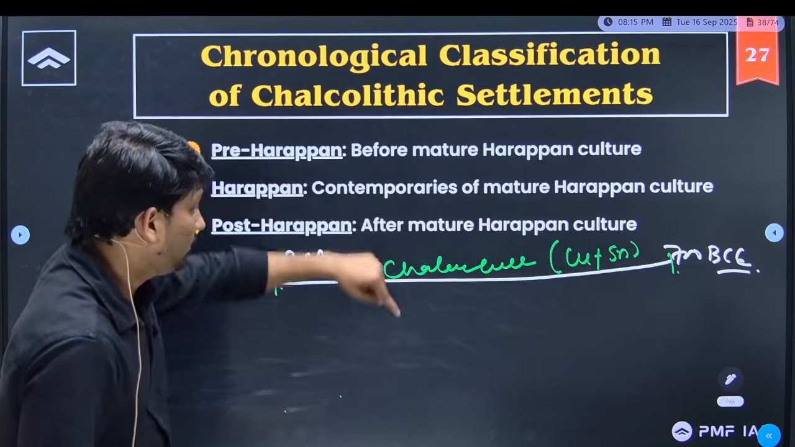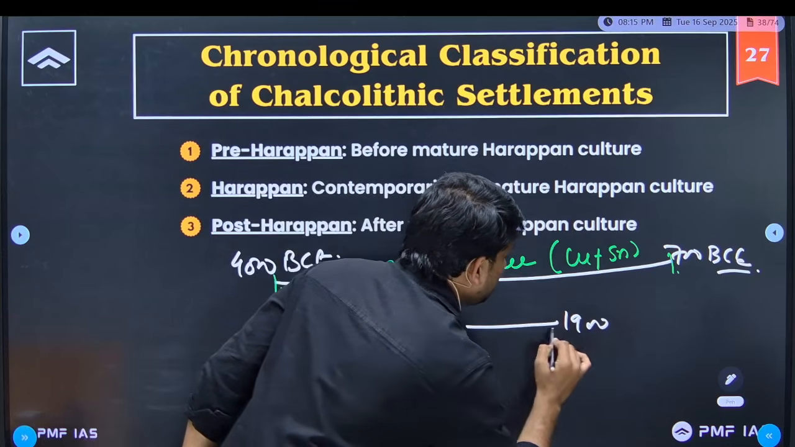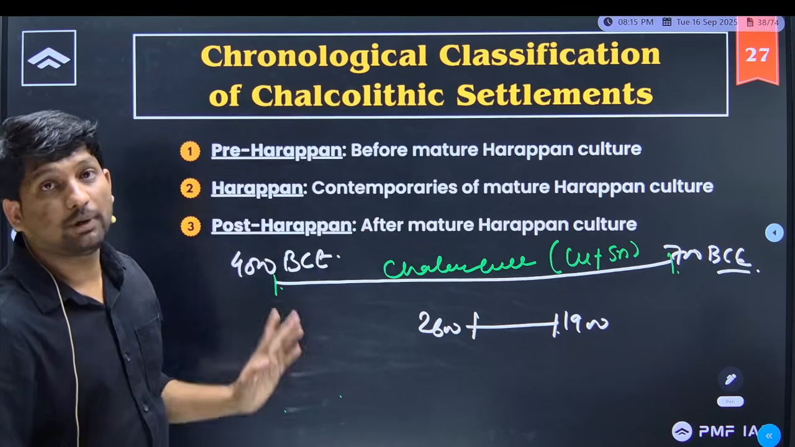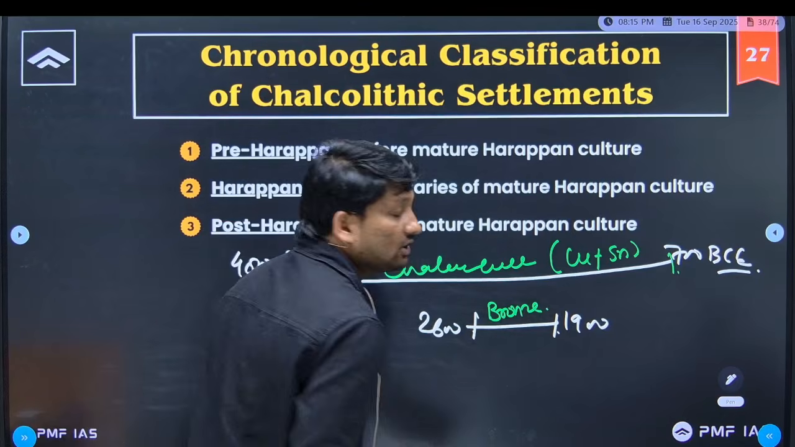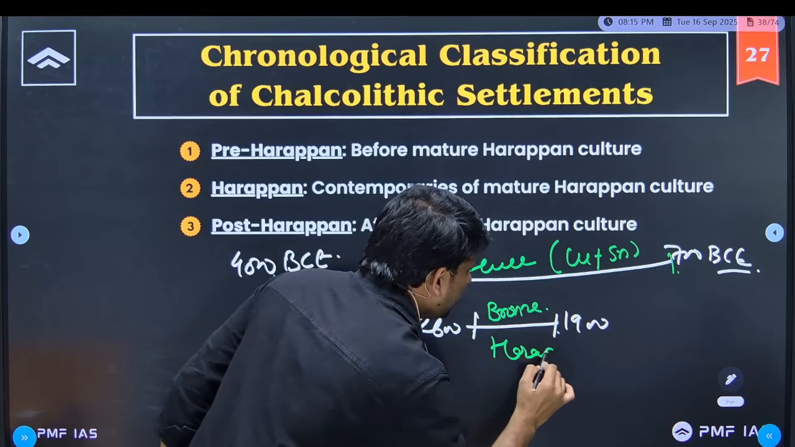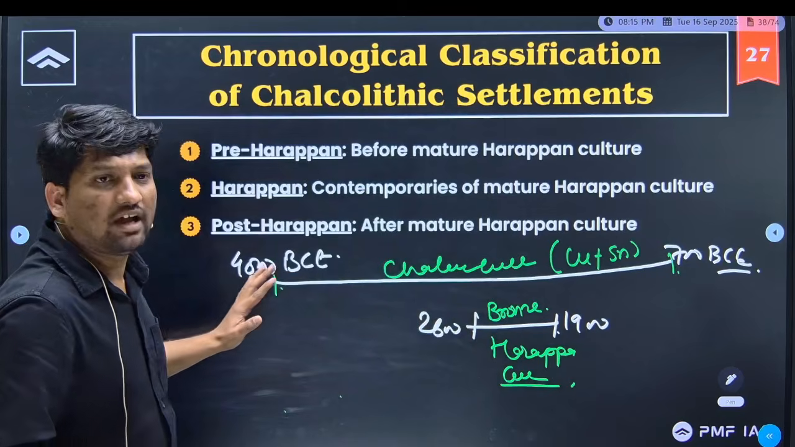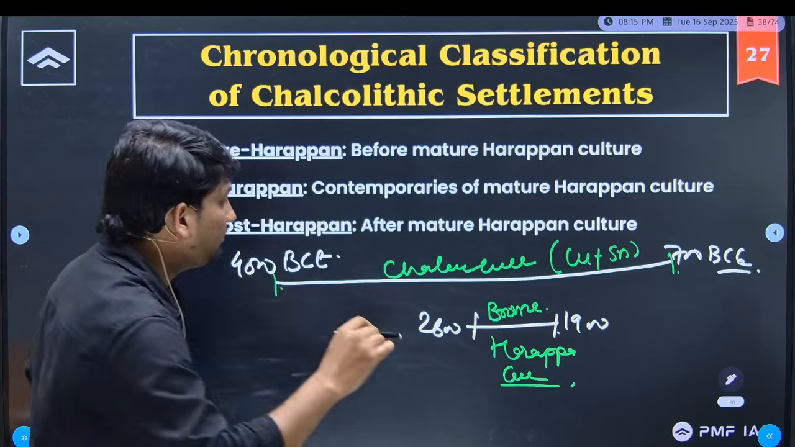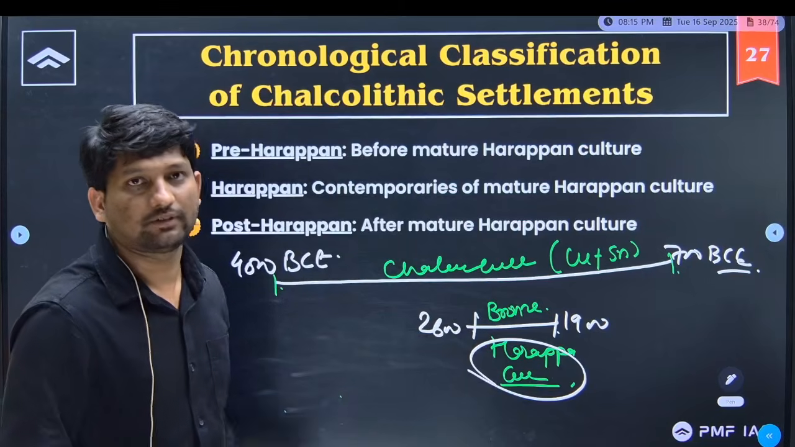At the same time, around 2600 to 1900, in the northwestern part of India, people started using bronze, and we have found the Harappan culture, or Harappa culture. So when most of the sites in India were showing this Chalcolithic culture, at the same time in the northwestern part of India, in the next lecture we will see this Harappan culture.